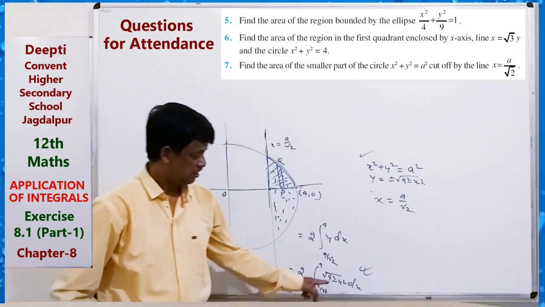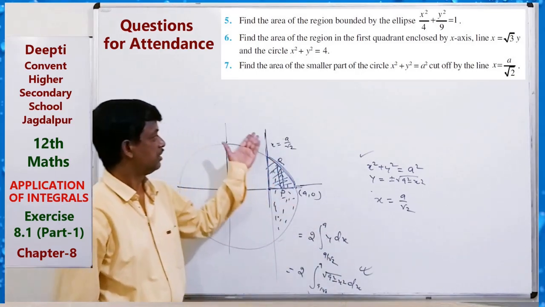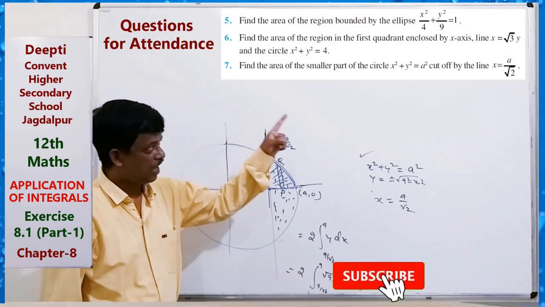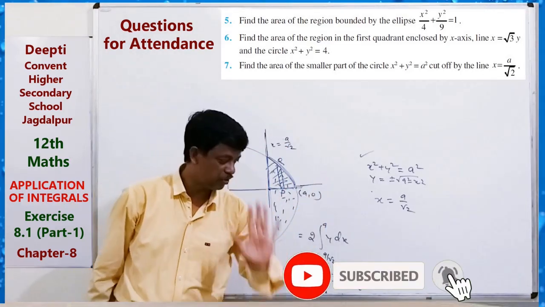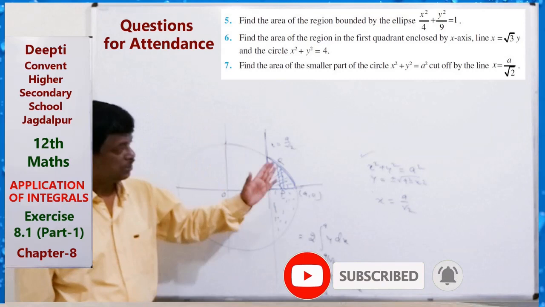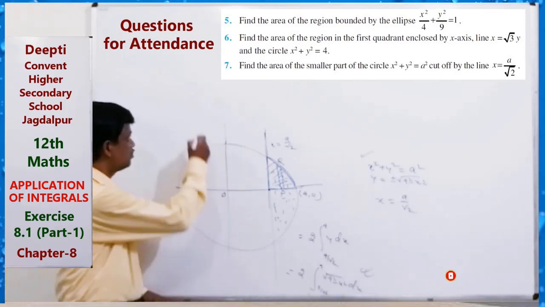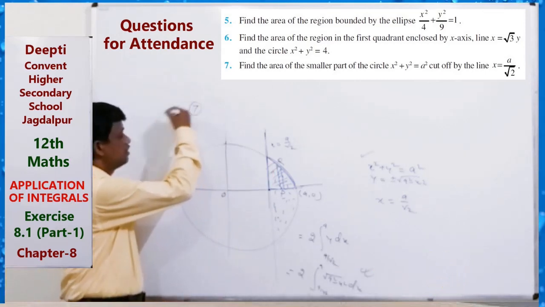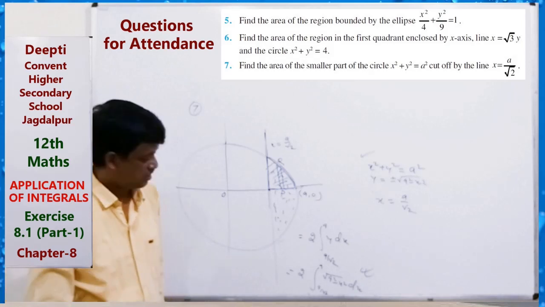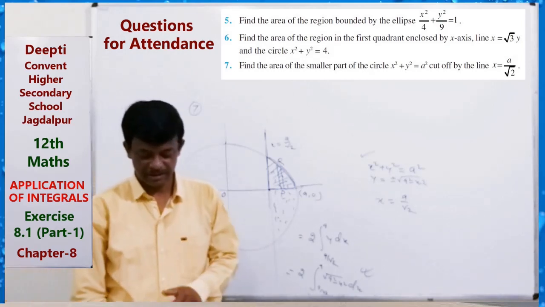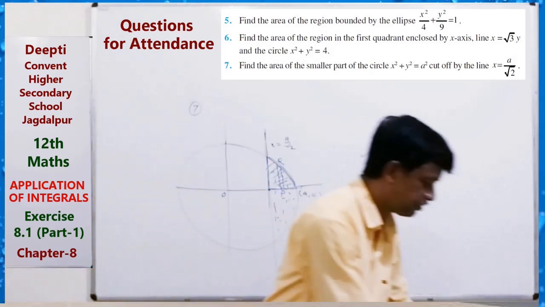You can use the direct formula. You can get the area. So 5, 6, 7 are very, very important questions also. So you have to do it. This was the question, 5, 6, 7. So solve it and send to me for your attendance. Okay.